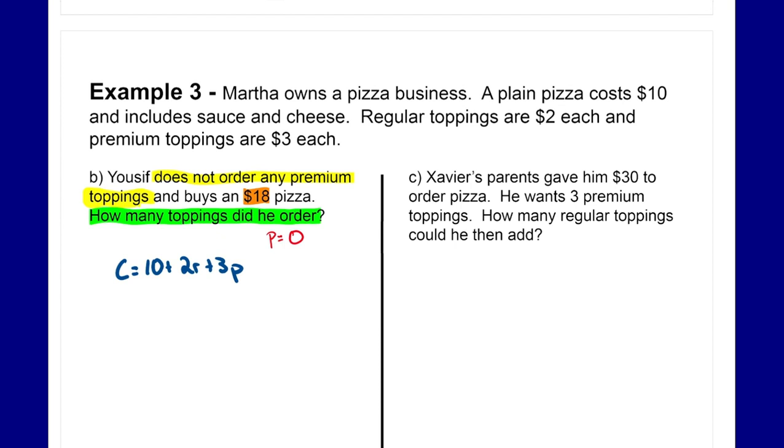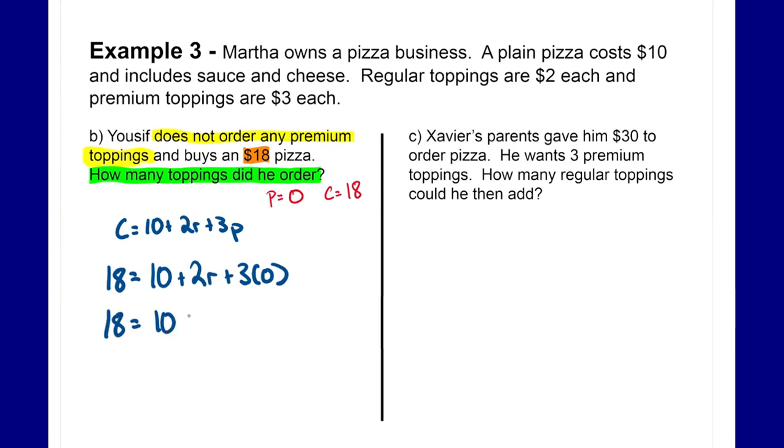I'm also told the cost because I'm told that it's an $18 pizza. So I know that C equals 18. So now I can plug that information in. Instead of C, I can write 18. So 18 equals 10 plus 2R plus 3 times 0. Now I only have one variable left. So now I can go through and solve.